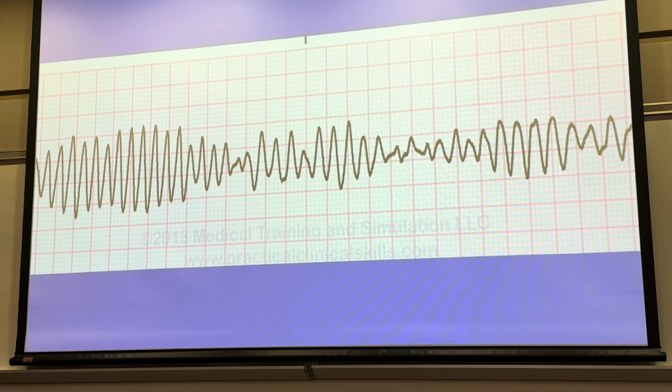Best thing for these people when we're in a code type of situation, initiate high quality CPR until other interventions get there. Once I start doing that CPR, that's when I can defib them and go from there. Okay. But start with CPR first.